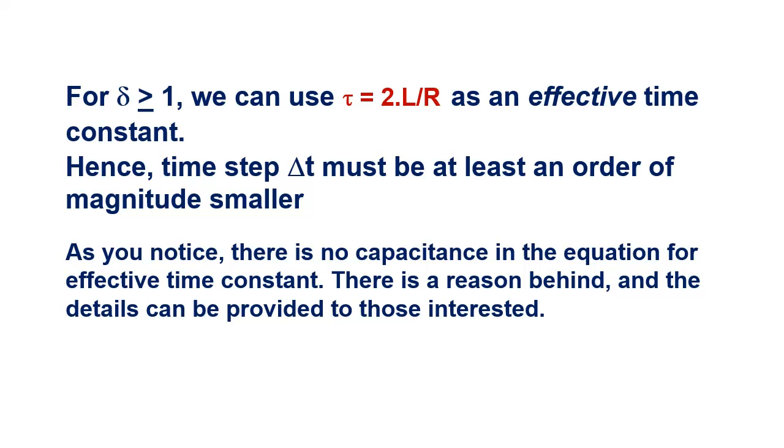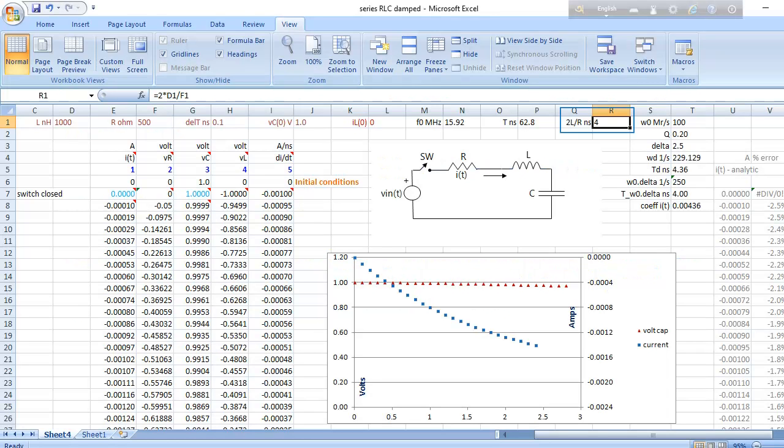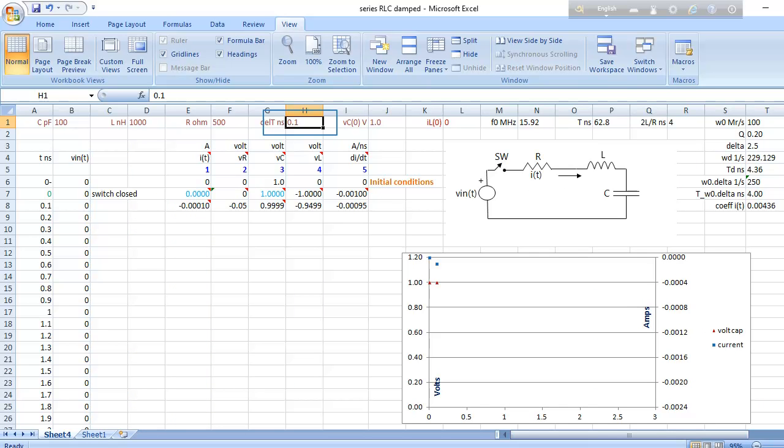As you notice, there is no capacitance in the equation for effective time constant. There is a reason behind, and the details can be provided to those interested. The effective time constant, 2 times L over R, in nanoseconds is calculated as shown. Therefore, time step is taken at least 10 times smaller than the effective time constant.